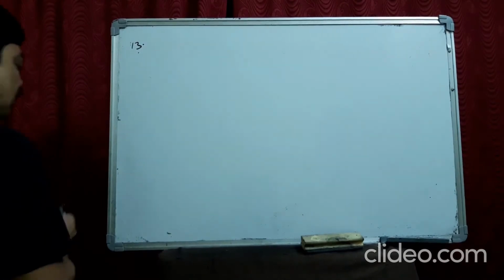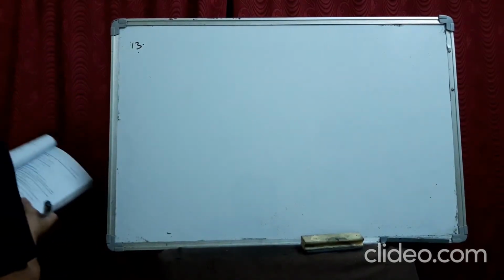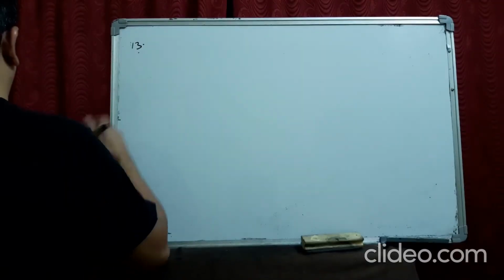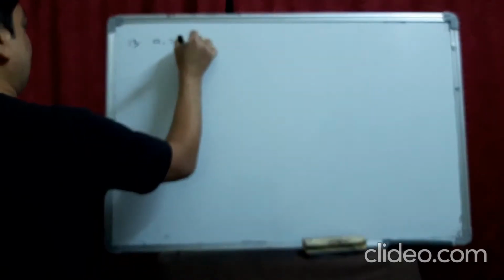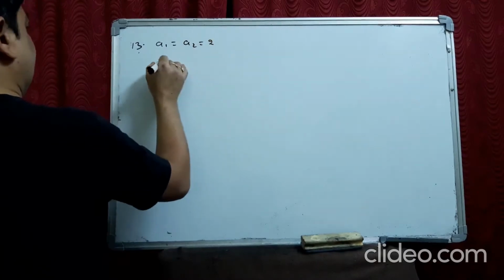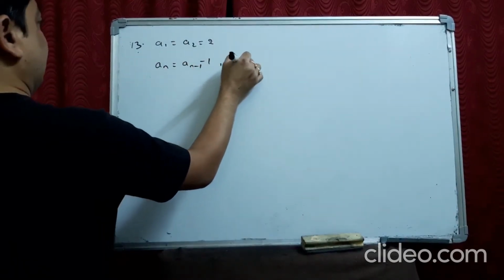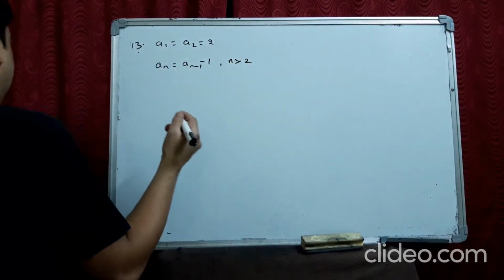See the 13th problem. What did they give? They gave us a1 is equal to a2 equal to 2. Both values are 2. And an is equal to an minus 1 minus 1 for n greater than 2. You have to find out all the 5 terms.